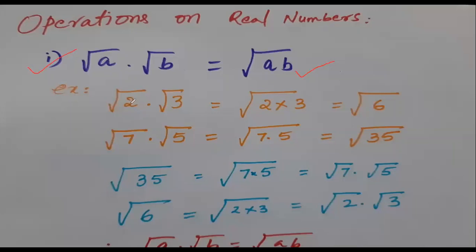So example, root 2 into root 3. The common root is root 2 into 3, which is equal to root 6. Root 7 into root 5, they have separate square roots, and you can write a common square root. 7 into 5, 35, if you multiply that.